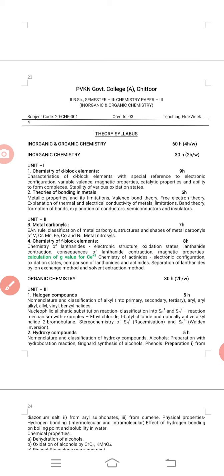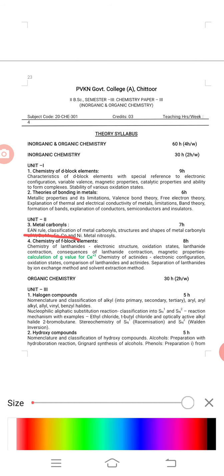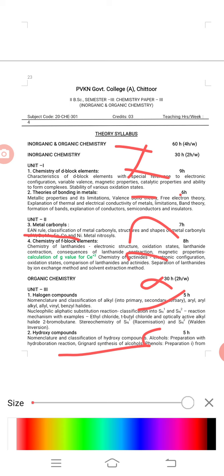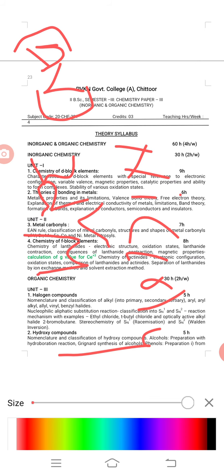So here the shape is very important. For example, nickel tetracarbonyl has a tetrahedral shape. How to calculate the EAN rule for metal carbonyls? The EAN rule, effective atomic number, is very simple. I will discuss only one example, nickel tetracarbonyl. Here nickel's atomic number is 28, which means argon 3d8 4s2. Argon is 18, plus 2 is 20, plus 8 is 28.